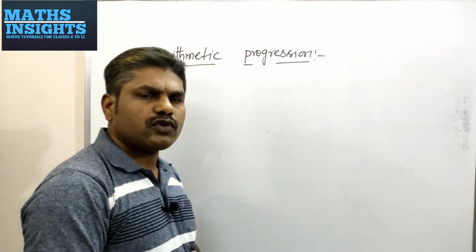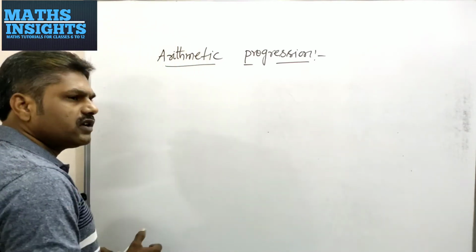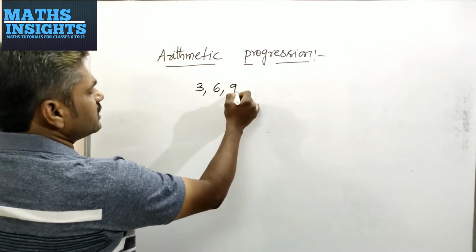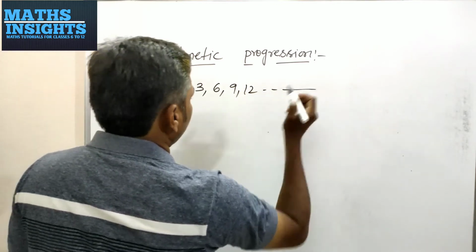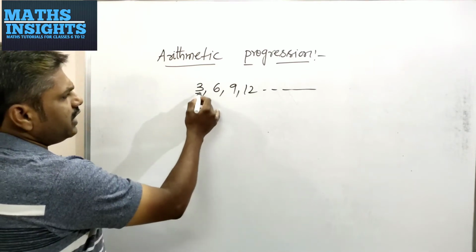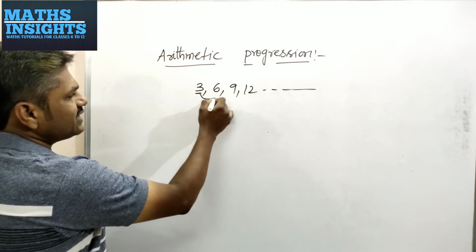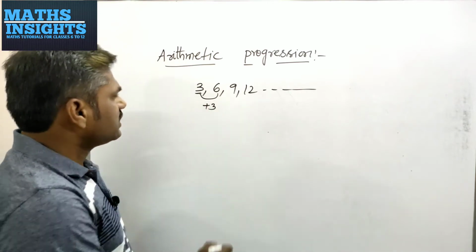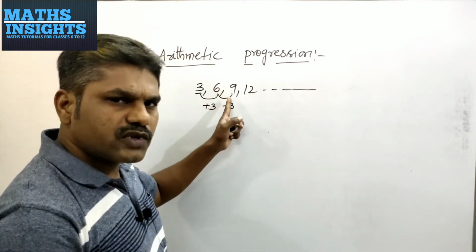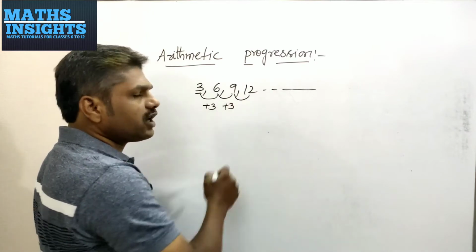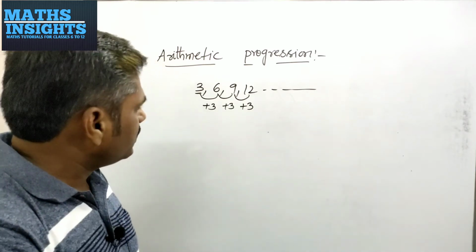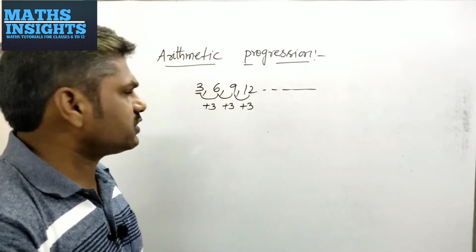Now I am taking another example to explain you very clearly the common difference, first term and nth term. 3, 6, 9, 12 and so on. You know, this is called the first term t1, and if you add plus 3 to the first term, then you are getting 6, and if you are adding again 3 to 6, which is the previous term, you are getting 9. Similarly, if you add plus 3 to 9, you will get 12. In this manner you will get the next terms.